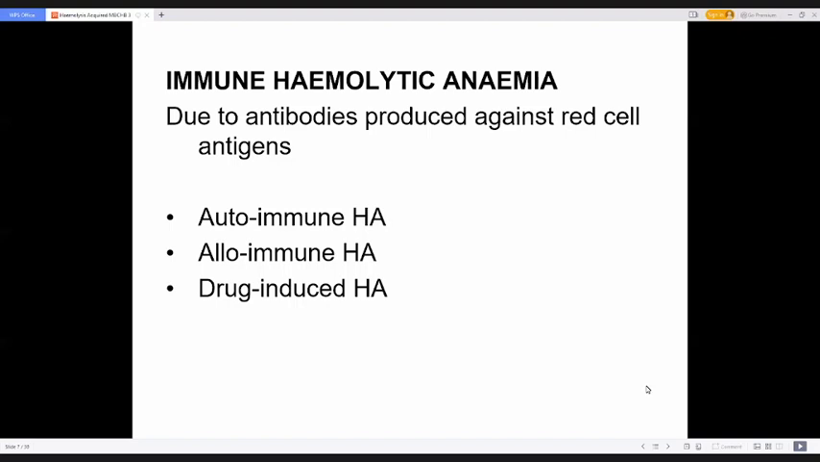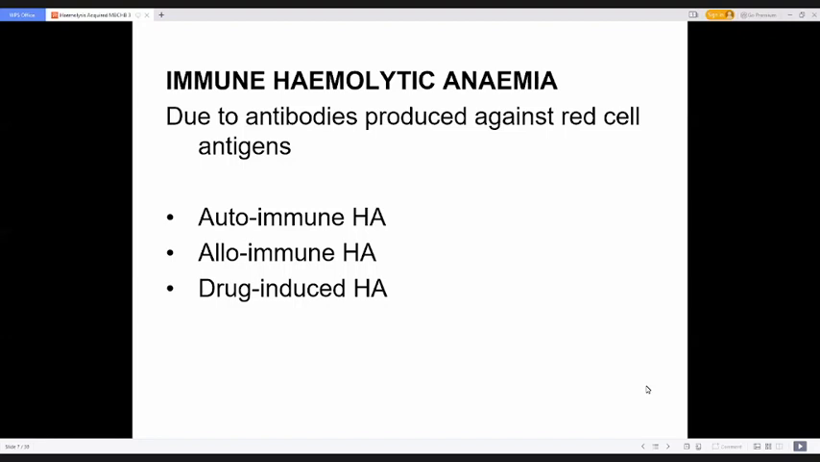So these antibodies can be directed against various antigens, and remember, antigens are proteins on the red cell that are able to evoke an immune response. And this means that antibodies are produced against specific red cell antigens, and the antibodies coat the red cell. They are recognized by the reticuloendothelial cells, the macrophages, especially within the spleen, and then the red cell is phagocytosed and destroyed, either via the complement system.